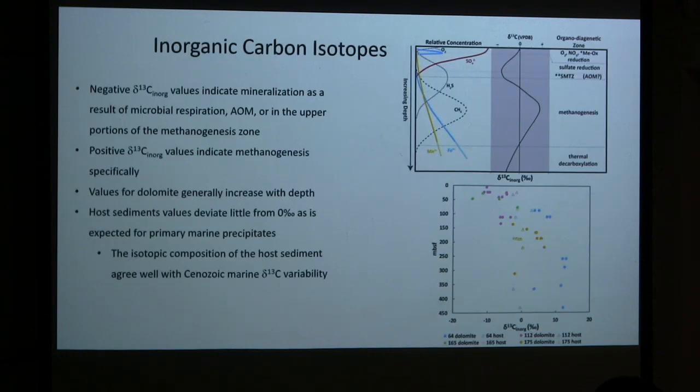For inorganic carbon isotopes, for all four of our sites, we have negative values and we have positive values. Now, this is evidence for sulfate reduction, AOM, and methanogenesis. We have a nice range, follows this trend. So again, the negative values can be sulfate reduction, AOM, or methanogenesis. The positive values have to be methanogenesis.